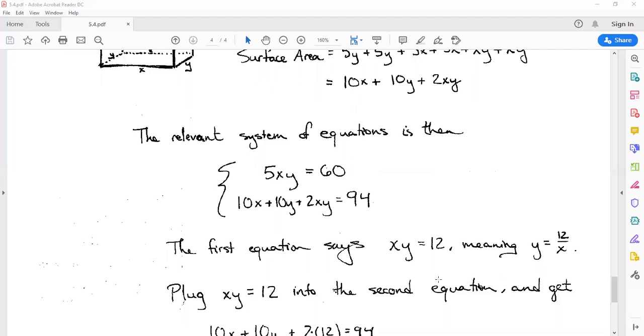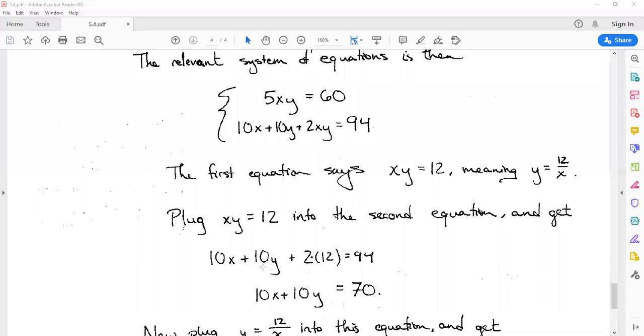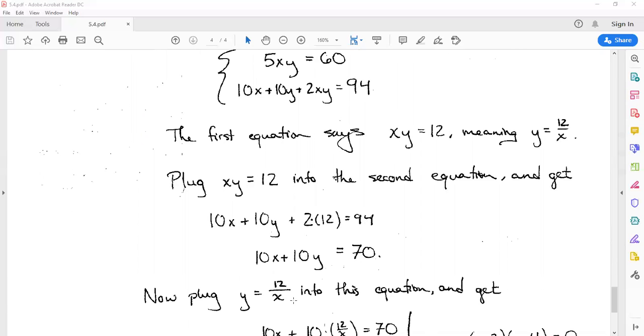But the first thing I'm going to use is just this one piece, xy equals 12. I'm going to plug that into this second equation here to simplify it a little bit. I get 10x plus 10y plus 2 times 12 equals 94. And then from here, we can subtract the 24 from both sides, and we get 10x plus 10y equals 70.